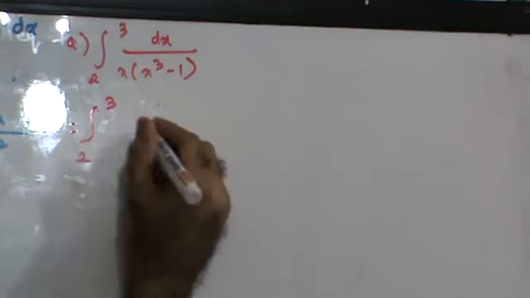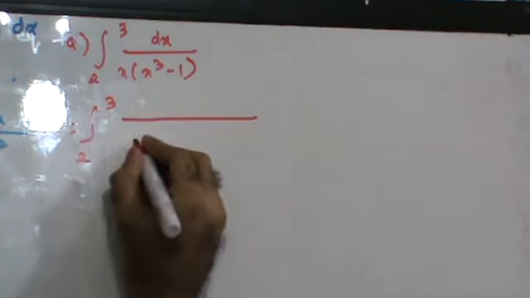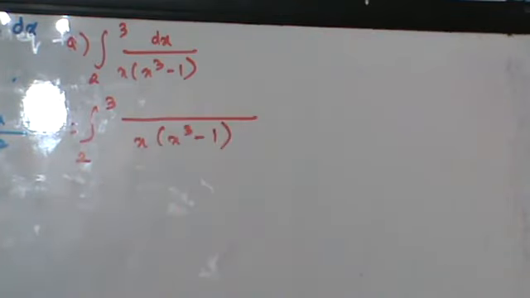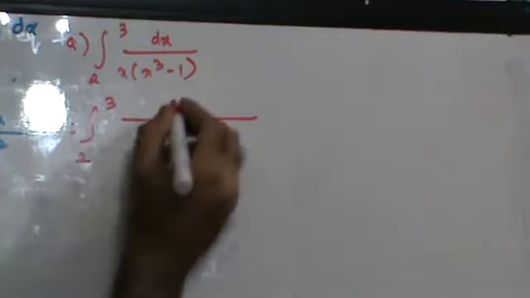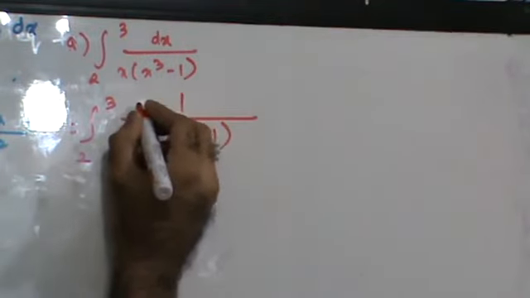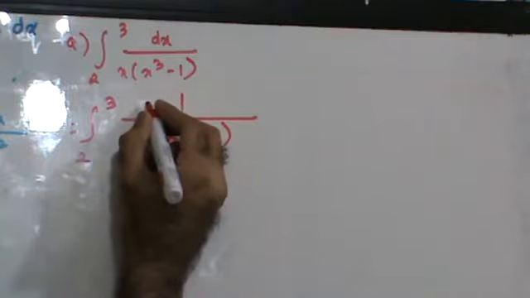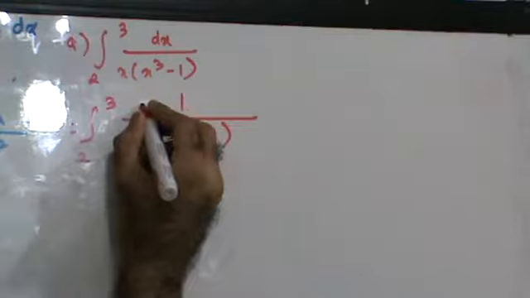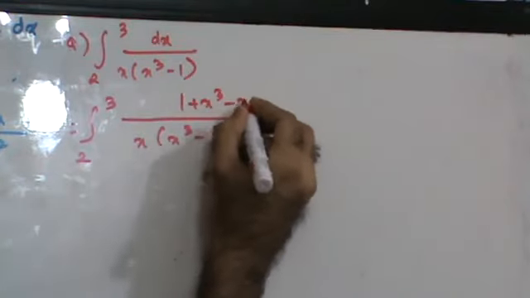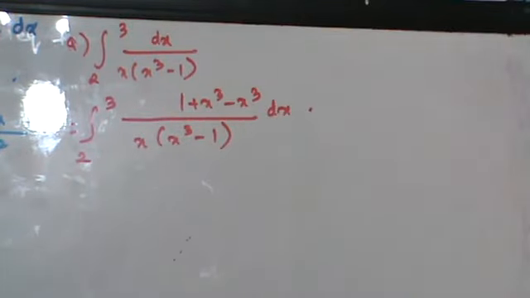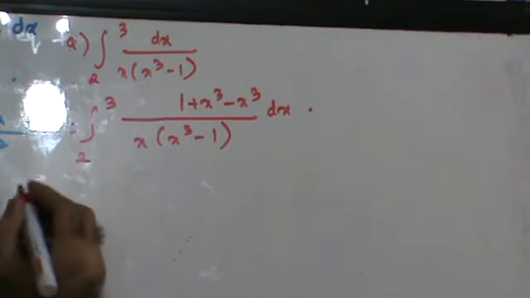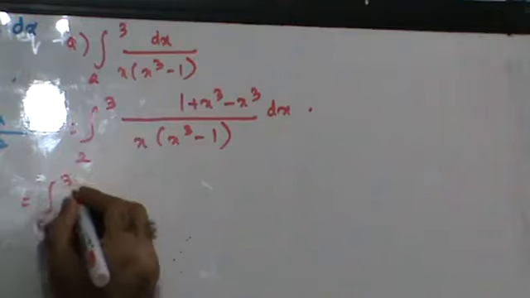This is 2 to 3. I see this. This is x cube minus 1. Right? I have a 1 here. Right? Add x cube, subtract x cube. So in that case, you will have add x cube, subtract x cube dx. I am introducing the highest degree variable from the denominator into the numerator. Right? Now, this can be written as 2 to 3.